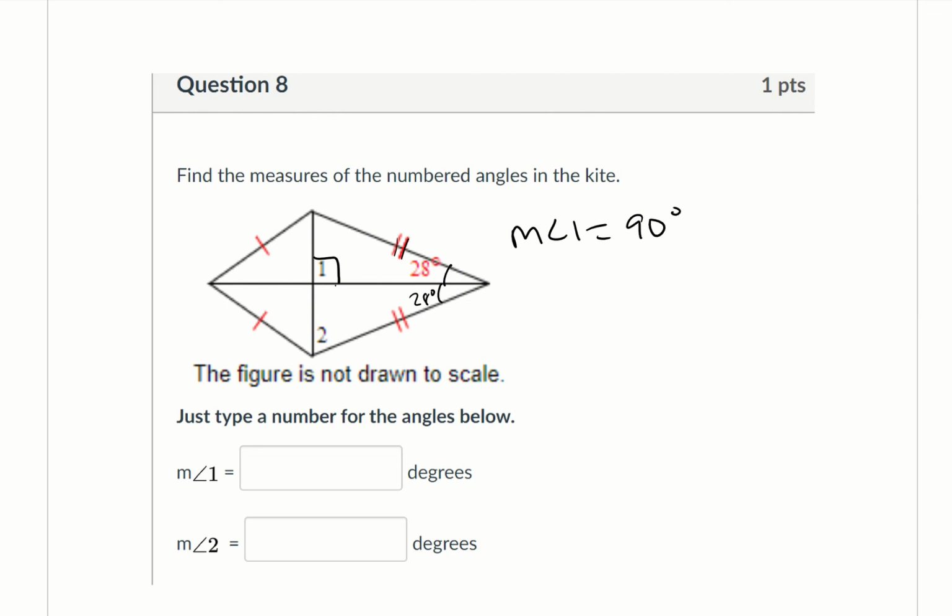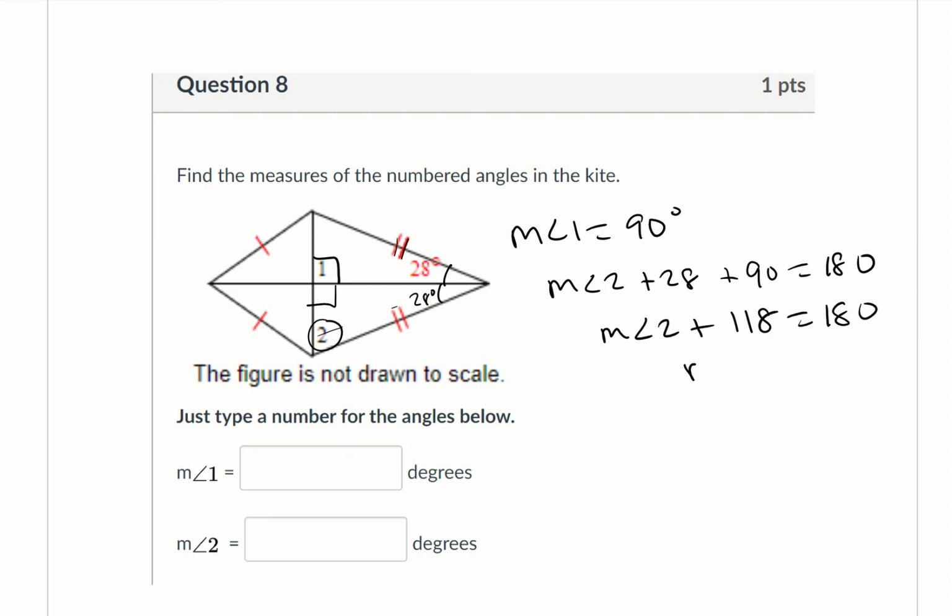So if that's 28 and this is 90, then you can figure out what angle 2 is, because the angles in a triangle add up to 180. And we can use that to solve for angle 2. So we know that this is 118. We can subtract 118 on both sides, leaving us with 62 degrees.